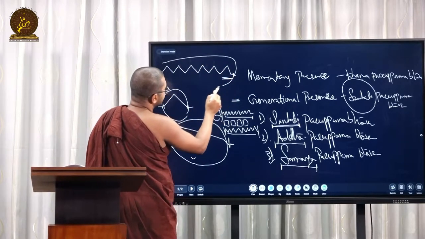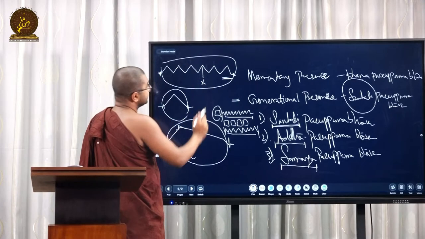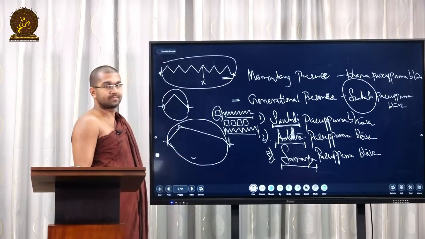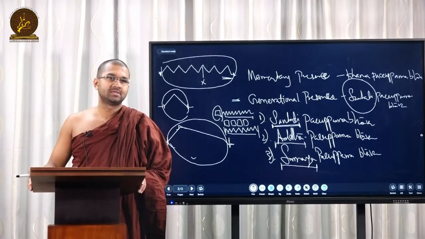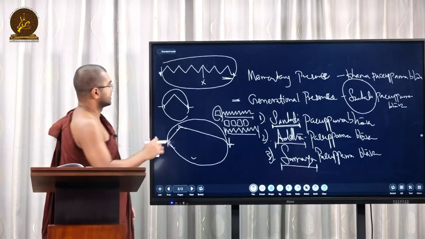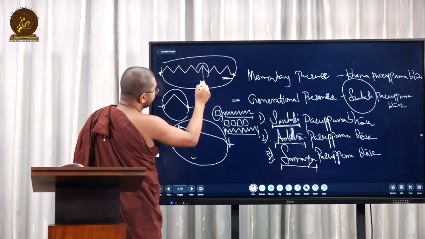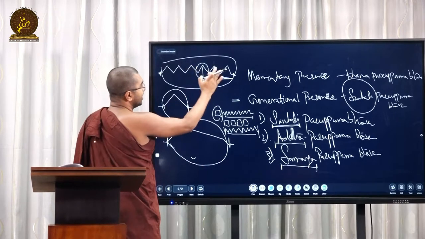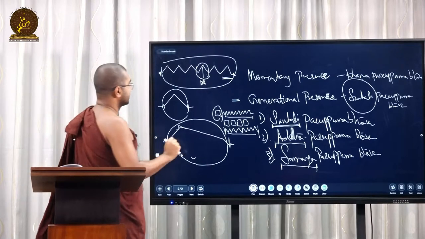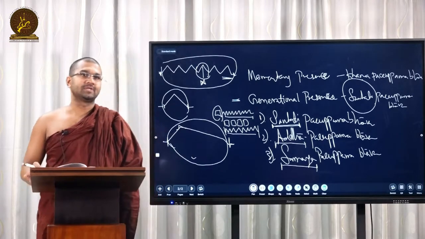If this is the beginning of the generation and this is the end, all the rupas within the generation are considered present as long as the generation is continuing. For instance, we are at this point. These rupas in the same generation have already passed away, and some rupas have not arisen yet. But within the generation, all the rupas have to be considered present. We don't need to worry about momentary presentness. If you think about the momentary presence of a rupa, when your point of consideration is here, then only this is present and the remaining are not. But if you think in terms of generational presence, all the rupas within the same generation have to be considered present. So that's what we have to keep in mind.